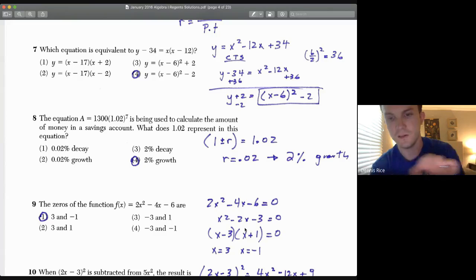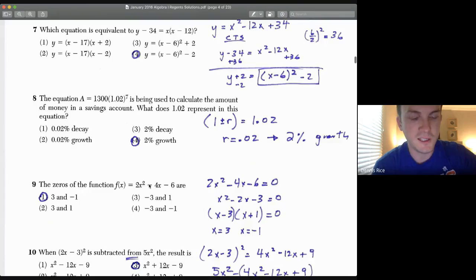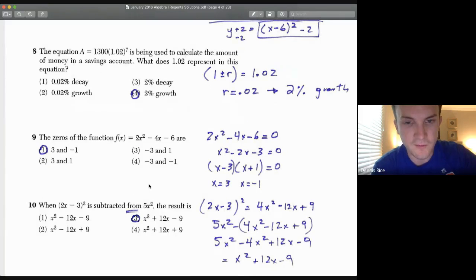So there's a distinction there, right? 0.02 is a number. 2% means 2 hundredths, which is 0.02. So be careful there. I'd like to think no one put 1 or 3 here, but between 2 and 4, it's 2% growth. The zeros of the function, number 9, topic like we did today.